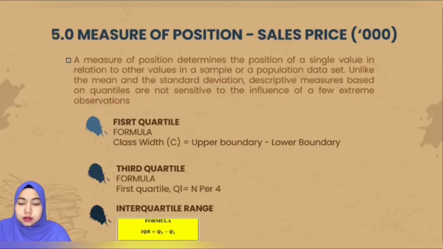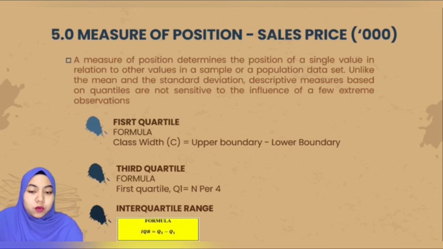Measure of position. A measure of position determines the position of a single value in relation to other values in a sample or a population data set. Unlike the mean and the standard deviation, descriptive measures based on quantiles are not sensitive to the influence of a few extreme observations, like the first quartile, third quartile, and interquartile range.